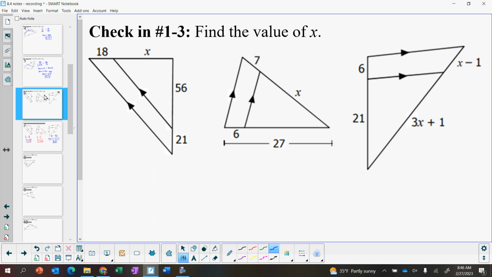So go ahead and try the next three. Pause. When you're ready to see the answer, hit play.